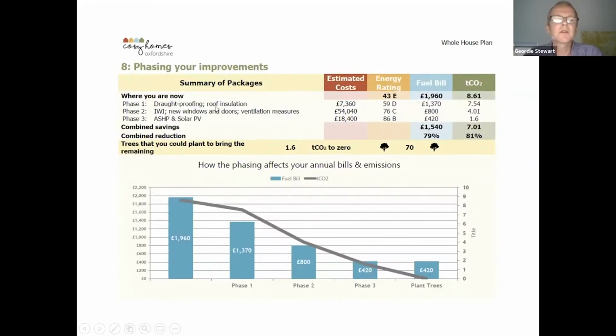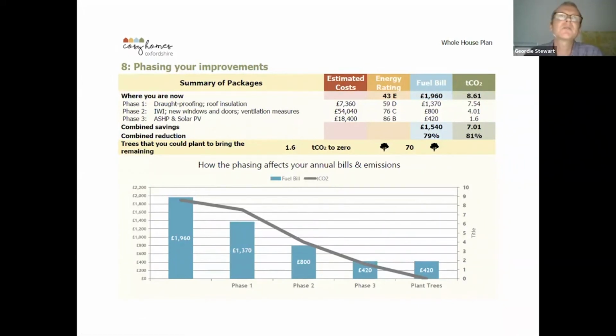And this is just a summary of those things. So we've packaged this one into 3 phases. It's draft proofing and roof insulation for the first phase; internal wall insulation, windows, doors and ventilation for the second phase; air source heat pump and solar PV on the third phase. And you can see how the different phases affect both your energy bills in blue, and the black line is your emissions going down here. The residual carbon that's left, the 1.6 tons that we are not able to get rid of, we just show you that potentially you could plant 70 trees that would offset that 1.6 tons of carbon.